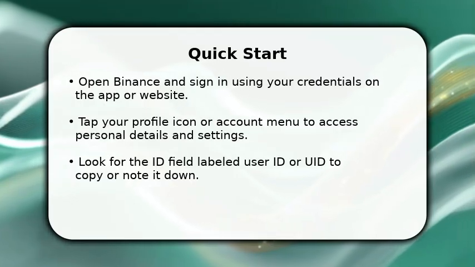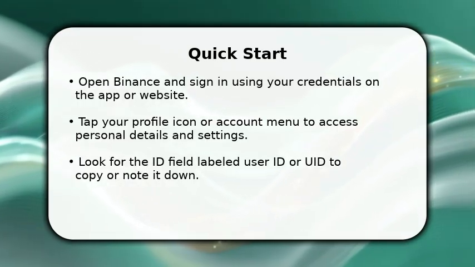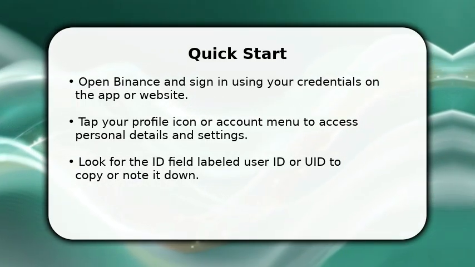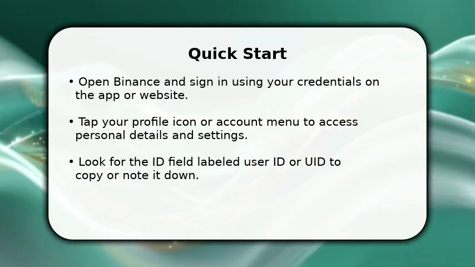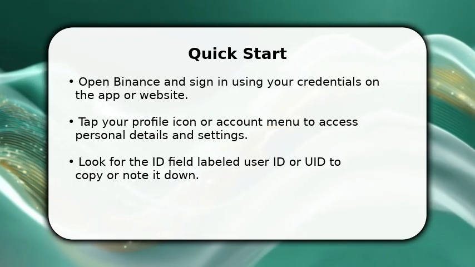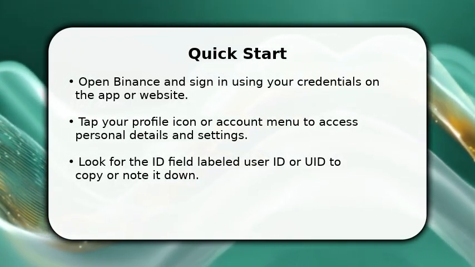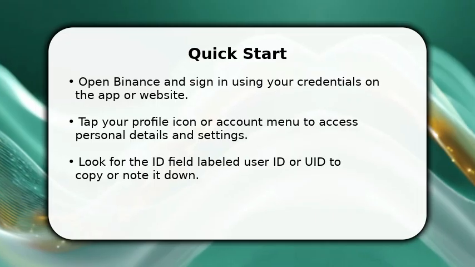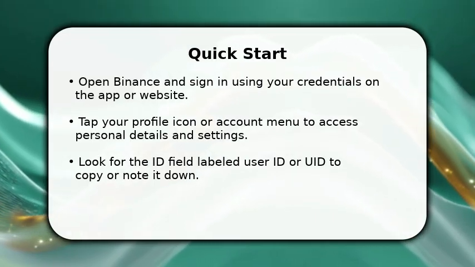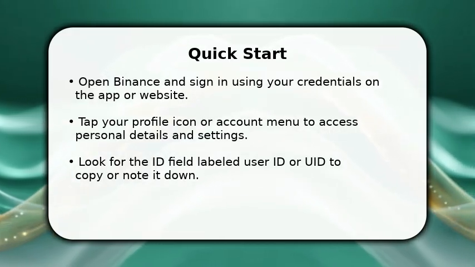In this video, I will explain how to find Binance User ID full guide. Open the Binance app or website, sign in securely, then tap your profile icon to view account details. Once in your profile, scan the personal information area for a field labeled User ID or UID, then copy it or note it for records. I will guide you through both the app and website steps so you can find the ID fast and confidently.